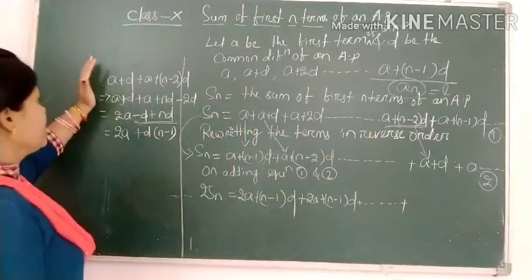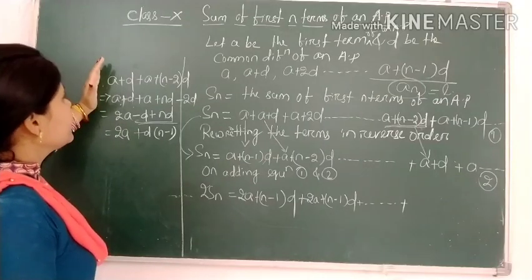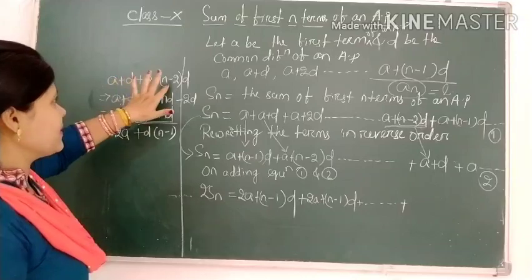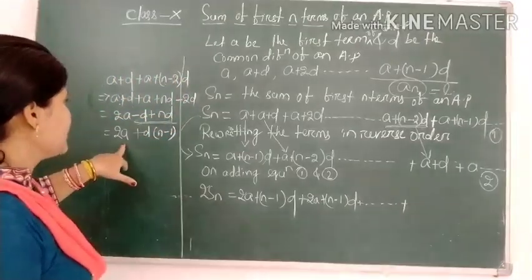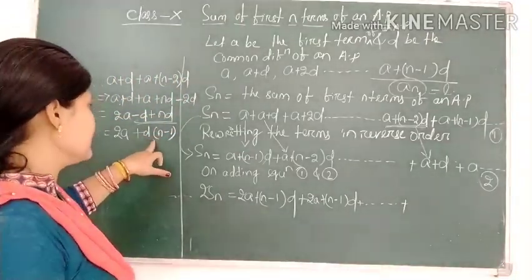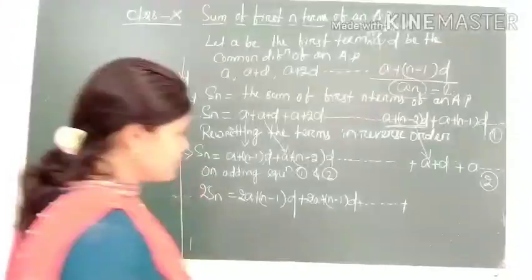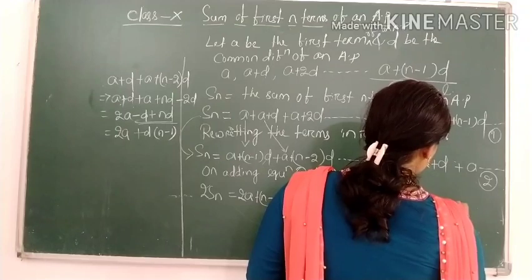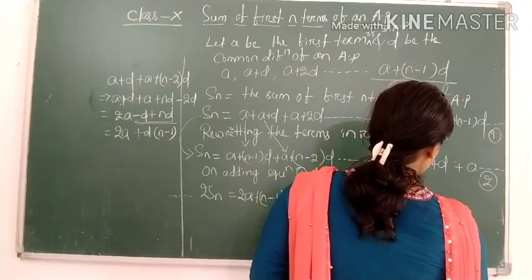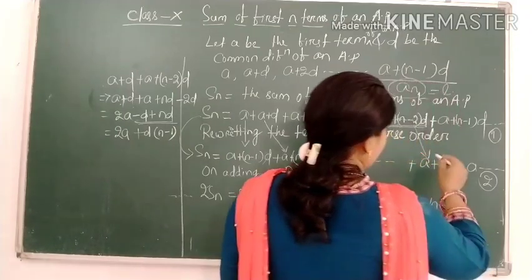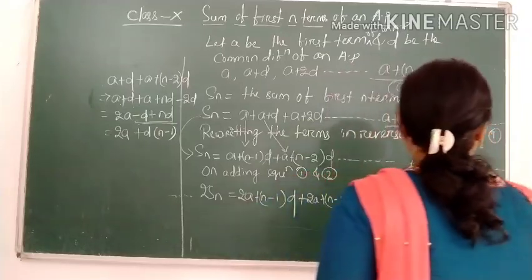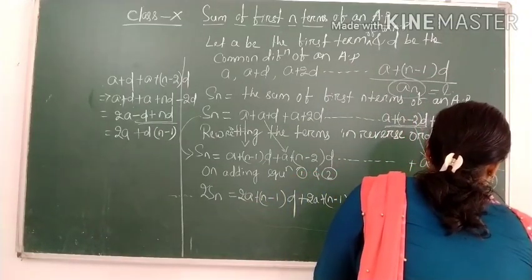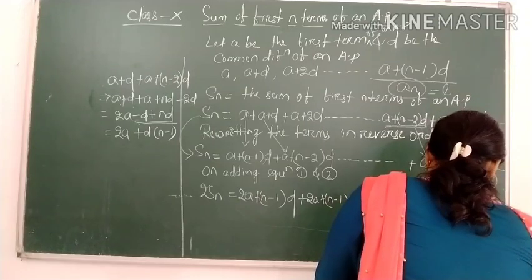Look at here. I have already done here. So A plus D plus A plus n minus 2 into D, it will become 2A plus n minus 1 into D. So here write 2A plus n minus 1 into D. Again, you have to add these two, and again it will come 2A plus n minus 1 into D.